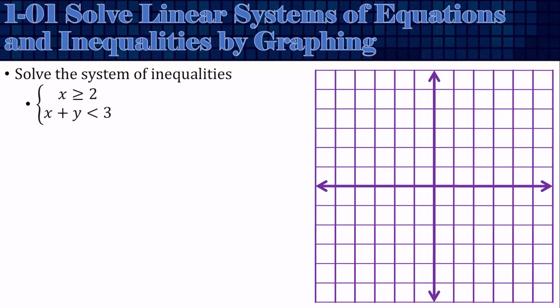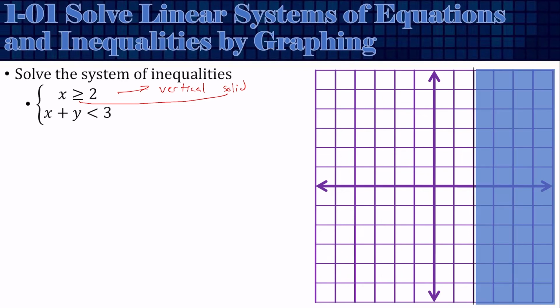So let's solve the system of inequalities. Let's start with the first one. X is greater than or equal to 2. This is a vertical line at x equals 2. It has the equal to, so that means it's solid because it's equal to. And then it's greater than, so that means we want the places where x's are bigger than 2, which means we're shading to the right.